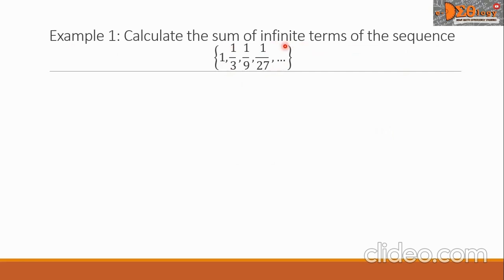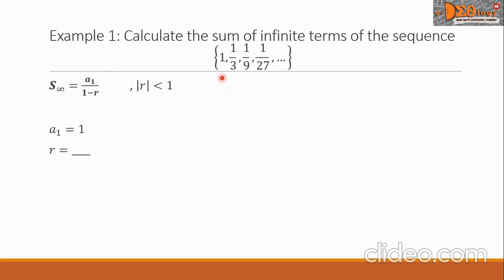Because of the word infinite here, we are going to use the formula S sub infinity equals a sub 1 over 1 minus r. But take note that the absolute value of r must be less than 1. Let us now collect the required values for the formula. The first is a sub 1, the first term, and that is 1. Next is r, the common ratio, which is not readily given in the problem, but we can solve for r.